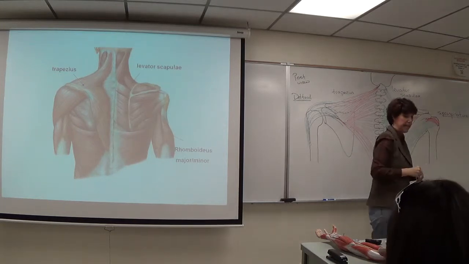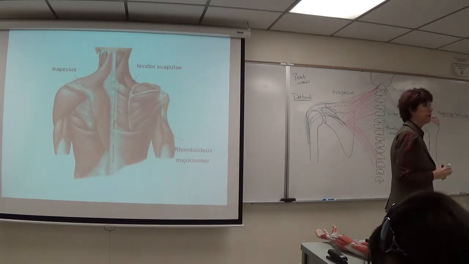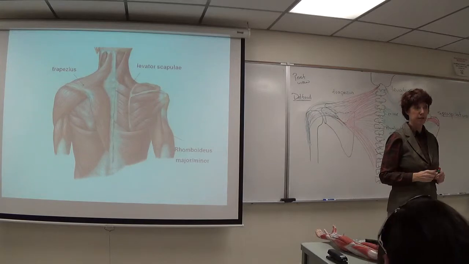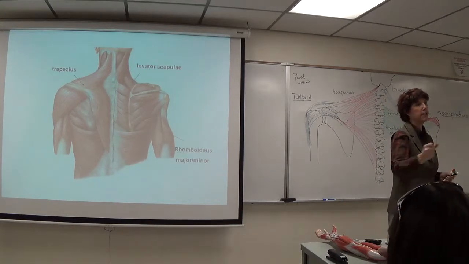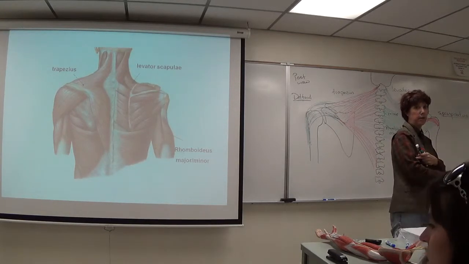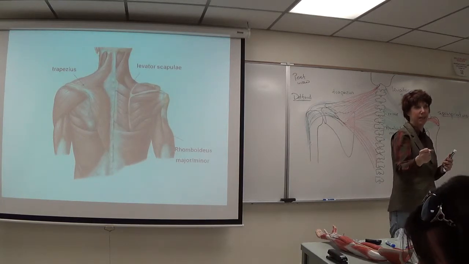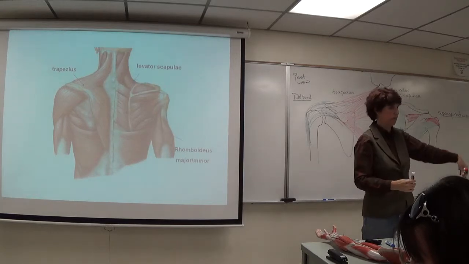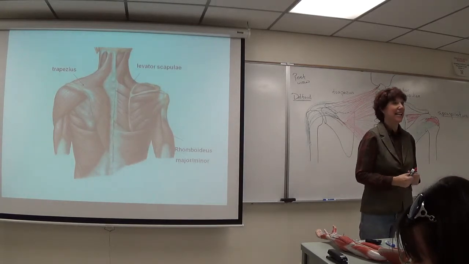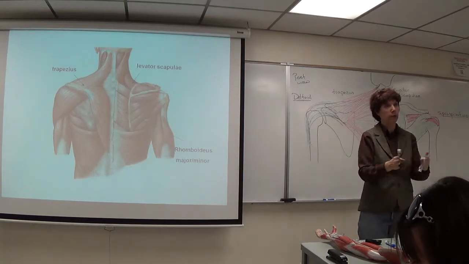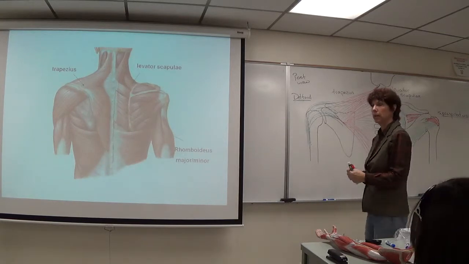So infraspinatus, its major function is lateral rotation, sometimes called external rotation. This is what I'm doing with my humerus, all right? So it's laterally or externally rotating. If I'm the humerus and me is over there, so that midline would be over there, I'm rotating away. The entire bone rotates.